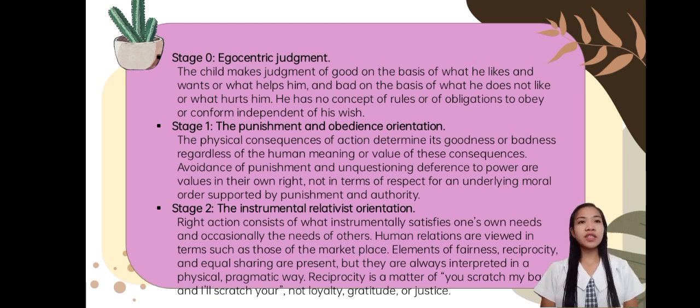Stage 1 is the punishment and obedience orientation. The physical consequences of action determine its goodness or badness, regardless of the human meaning or value of these consequences. Avoidance of punishment and unquestioning deference to power are values in their own right, not in terms of respect for an underlying moral order supported by punishment and authority.